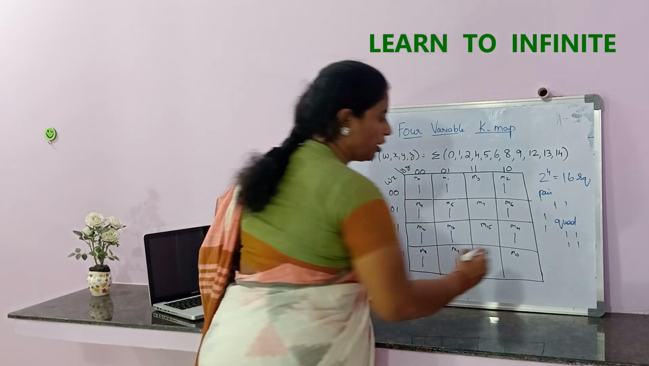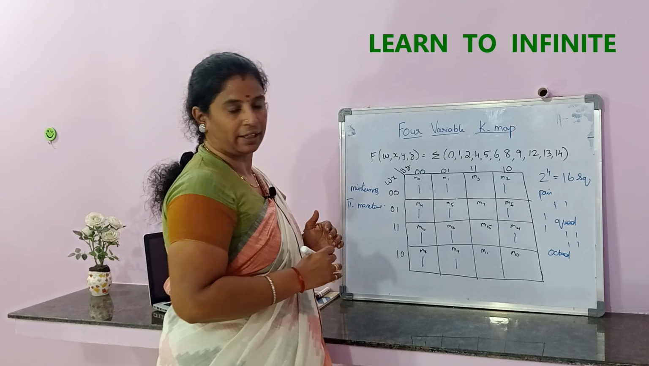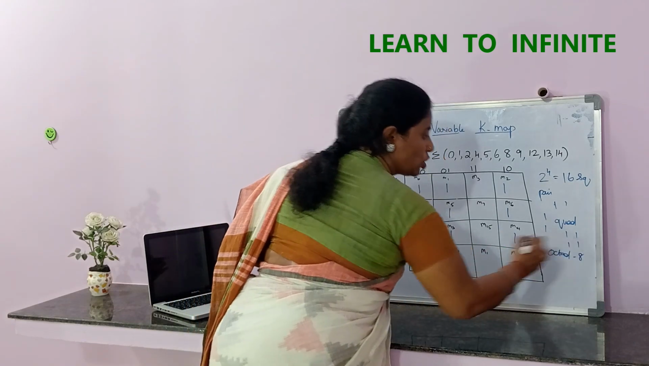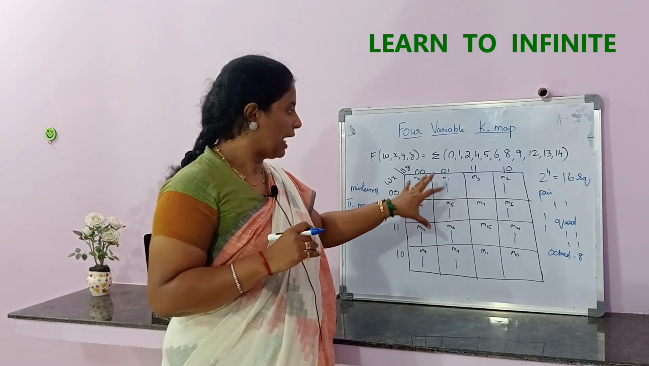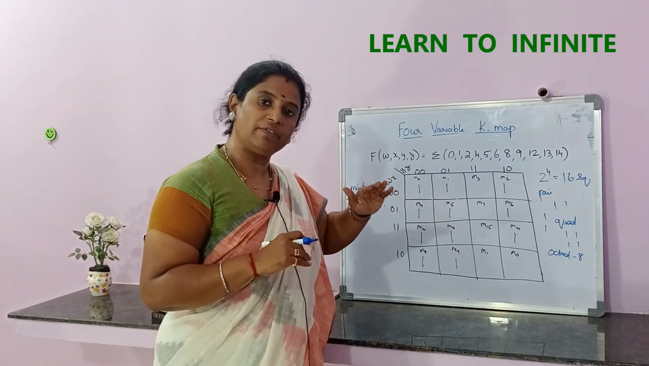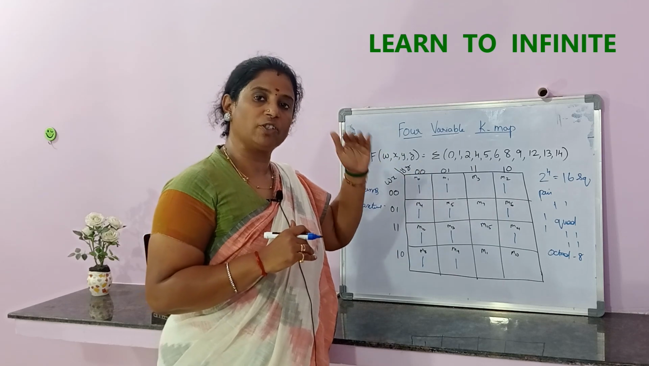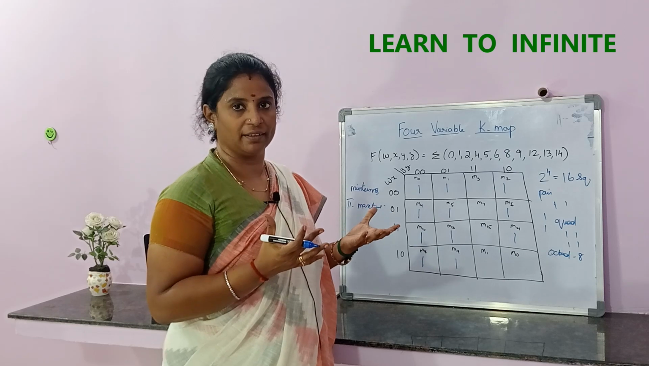So the next is your octet. So octet is 8 ones together. So actually the hierarchy should be from the bigger to lower. After filling the ones, we have to check whether there is any octet, then we have to check for quad, then we have to check for pair. Then only our answer will be in a more simplified manner, right?